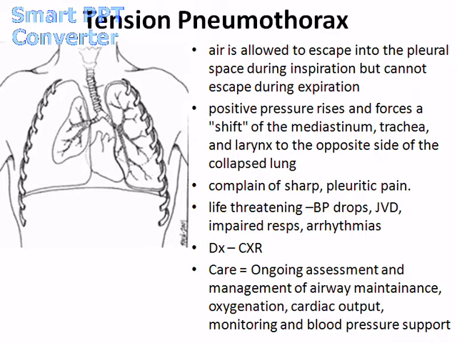A tension pneumothorax is an injurious condition which occurs when air is allowed to escape into the pleural space during inspiration, but it cannot escape during expiration. This increases with each inspiration, and the positive pressure rises and forces a shift of the mediastinum, the trachea, and the larynx to the opposite side of the collapsed lung. The patient will complain of sharp pleuritic pain.